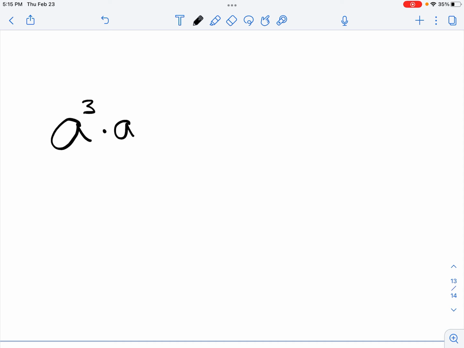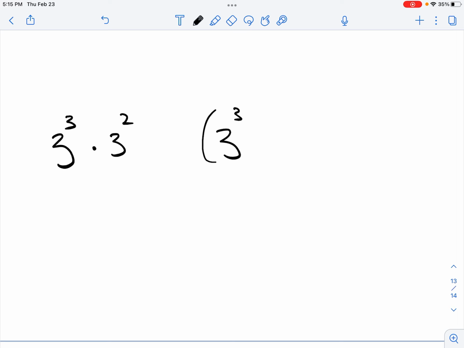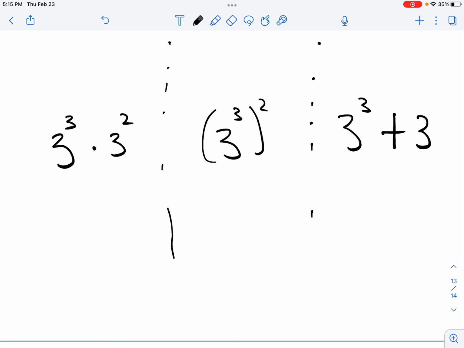Actually, let's do real numbers. Let's do 3 to the 3rd times 3 to the 2nd. And over here let's talk about this one, 3 to the 3rd to the 2nd. That's our next problem. And then over here, let's do something different: 3 to the 3rd plus 3 to the 2nd. Let's see how these are similar, how these are different.